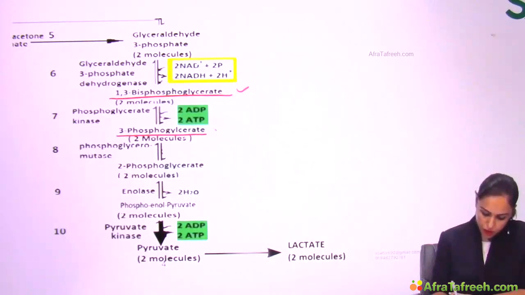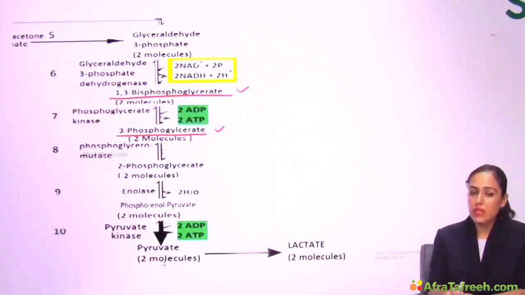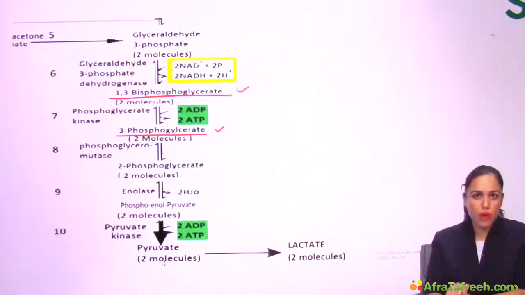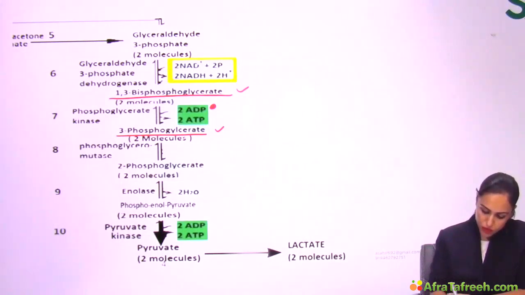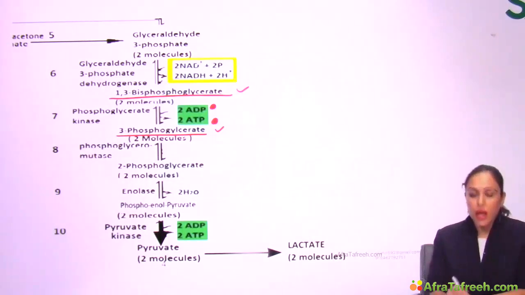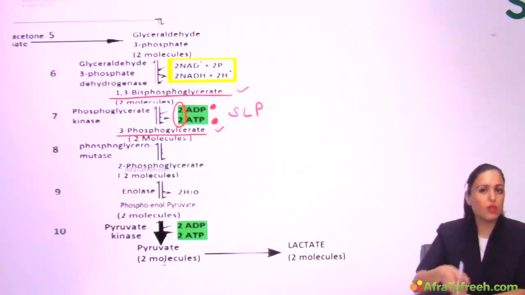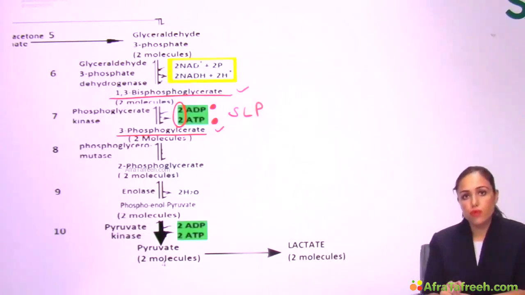1,3-bisphosphoglycerate gets converted to 3-phosphoglycerate. So you can see we are removing phosphate from number 1 position. 1,3 gets converted to 3. We are removing phosphate from number 1 position. Who will take this phosphate? ADP will take this phosphate, gets converted to ATP. I have written 2 here because we started with 2 molecules. And whenever ATP is formed at some step, immediately there and then only, that ATP formation is known as substrate level phosphorylation.